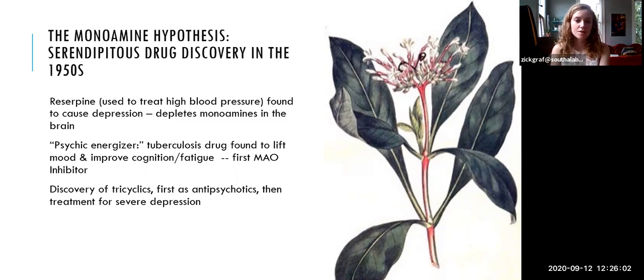Around the same time, this contraindication of reserpine was being discovered. Doctors who were treating tuberculosis patients with a new anti-tuberculosis drug accidentally discovered that patients who took this drug also experienced improvements in mood, appetite, and cognition. So they began calling this drug a psychic energizer because they noticed that it improved all of these factors, and it basically improved the functioning and quality of life in these patients independently of its effect on tuberculosis.